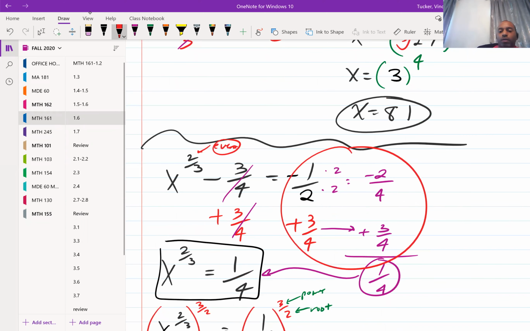Over here, don't forget your fraction work. In order to be able to add or subtract fractions, you have to have a common denominator. And so that's all I did over here in the purple, I went through the common denominator process. Common denominator is 4, so I multiply top and bottom by 2 of that first fraction, which gives us negative 2/4. Negative 2/4 plus 3/4 is 1/4. So that's why we have right here x to the 2/3 equal to 1/4. All right, any questions?